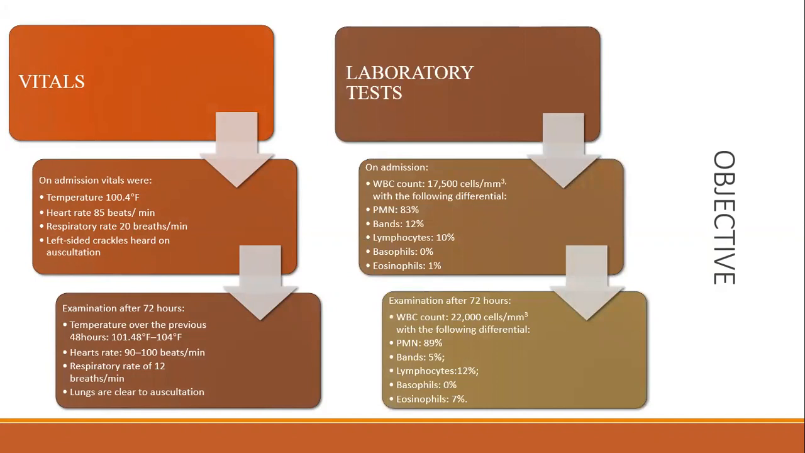Her laboratory test on admission shows WBC counts 17,500 cells per millimeter cube with PMN 83%, bands 12%, lymphocyte 10%, and basophils 0%. Eosinophils 1%. Examination after 72 hours shows increase in WBC counts 22,000 cells per millimeter cube with increase in eosinophils to 7%. As you can see, there is an elevation of WBCs, especially eosinophils.